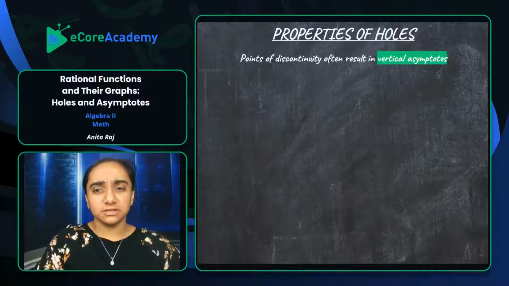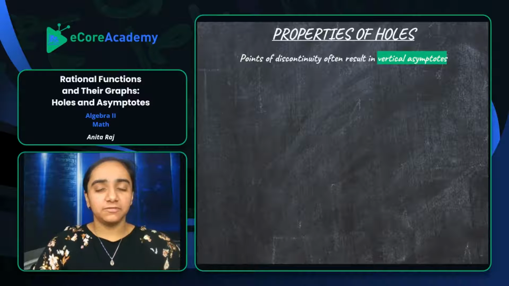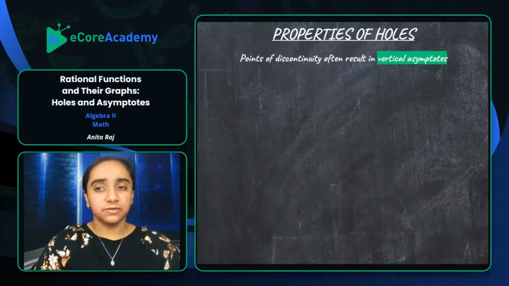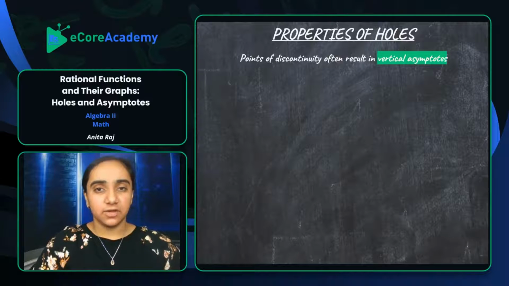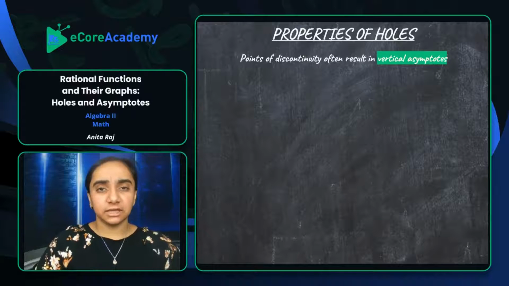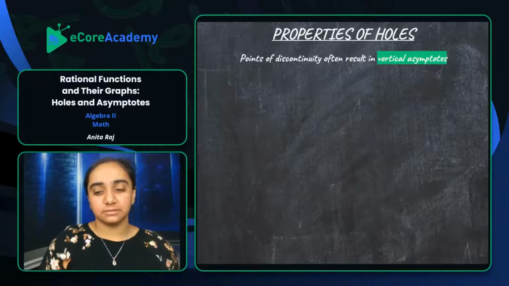So points of discontinuity often result in vertical asymptotes. As we've seen, we're all probably very familiar with vertical asymptotes because almost every rational function will have a vertical asymptote, that dashed vertical line, and the equation of a vertical asymptote is x equals a, where a is a number where the discontinuity occurs, and we'll talk about how we determine where a vertical asymptote occurs for a rational function later on. But my point is that usually when we talk about points of discontinuity for rational functions, we're talking about vertical asymptotes.